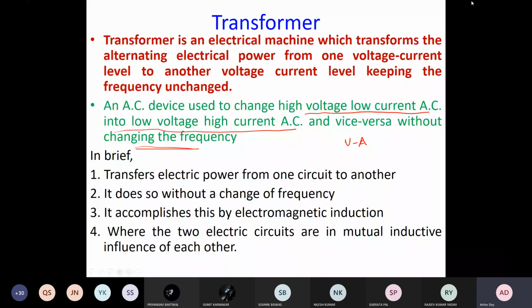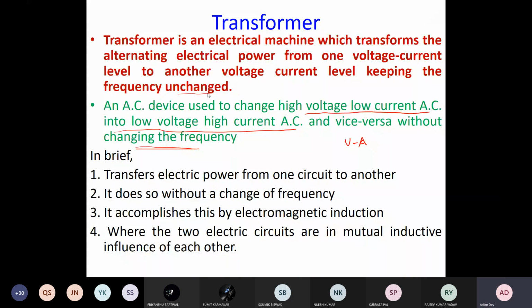So a transformer is an electrical machine which transforms alternating electrical power from one voltage and current level to another voltage and current level, keeping the frequency unchanged. Here there is no transformation of the energy type, so it remains electrical energy only. With a transformer you can also isolate your circuit, as it is linked only on the basis of electromagnetic induction. Your electrical energy is converted into magnetic energy, and then the magnetic energy is converted again into electrical energy on the other side, in the secondary.